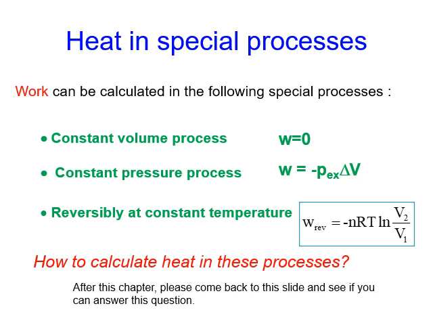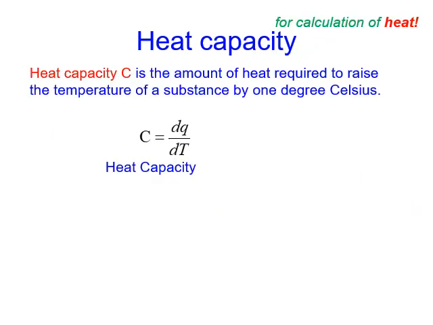So now the question is, how do we calculate heat? We use heat capacity to calculate heat. Heat capacity, C, is defined as the amount of heat required to raise the temperature of a substance by 1 degree, 1 degree Celsius or Kelvin, because 1 Celsius is the same as 1 Kelvin. So we can write it as Q divided by T, or dQ divided by dT. So that's the heat capacity, which means joule per Kelvin.